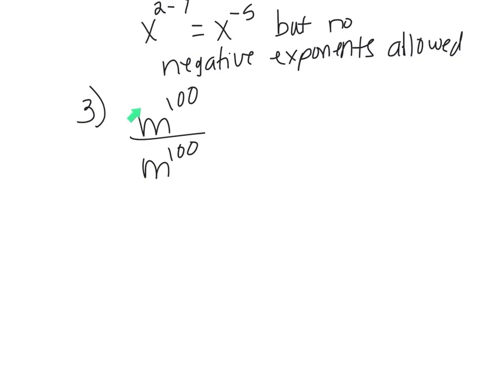Problem 3, m to the 100th over m to the 100th. We have talked about this stuff before, but maybe not just with a large exponent. This will equal 1, because anything divided by itself is always 1. But if you expand all of this out, you'd have 100 of the m's on top and 100 of the m's on the bottom. Every single one would cancel out and leave us with a 1 in all of the places. So essentially we would have 1 over 1, which does give us 1.